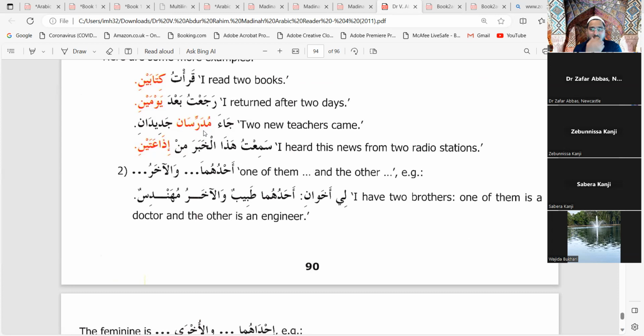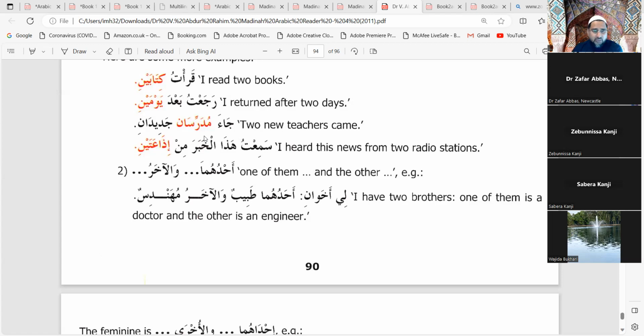جاء. So what is جاء, first of all? So جاء is to come. Correct. So مدرسان are the teachers, so they're the doers. And جديدان is the adjective. Excellent. So مدرسان. The alif noon here is coming to show the halatul marfu, the nominative case, and they are the doers of the word of coming.